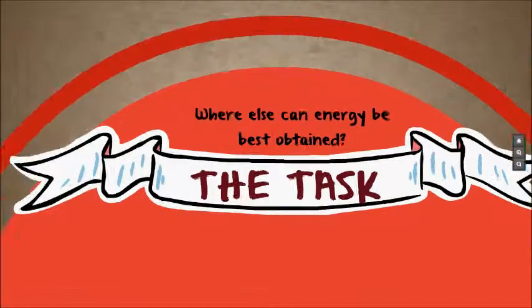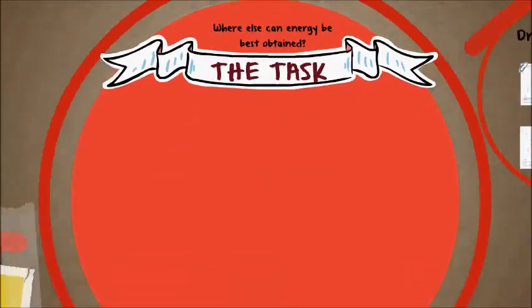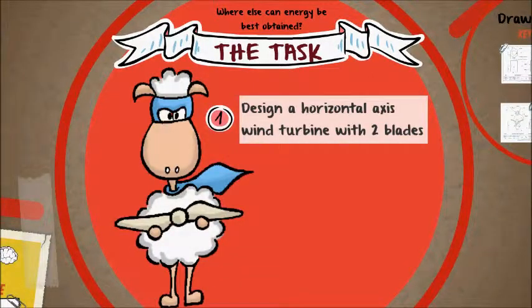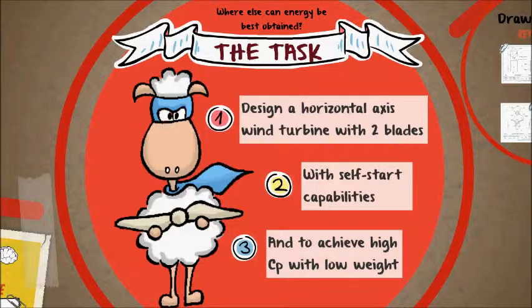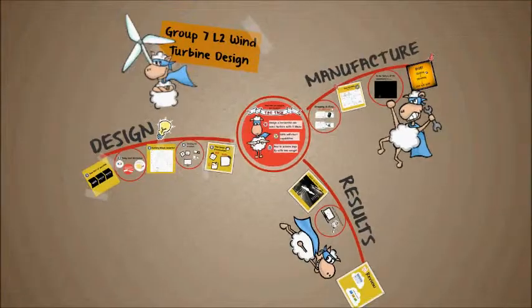So, a recap of the tasks that we are given. First, design a horizontal axis wind turbine with 2 blades. Next, to make sure that it has self-starting capabilities at 10 meters per second wind speed. And finally, achieve high CP with low weight. So we set on this task, and after months of design, manufacturing and testing, this is what we have.